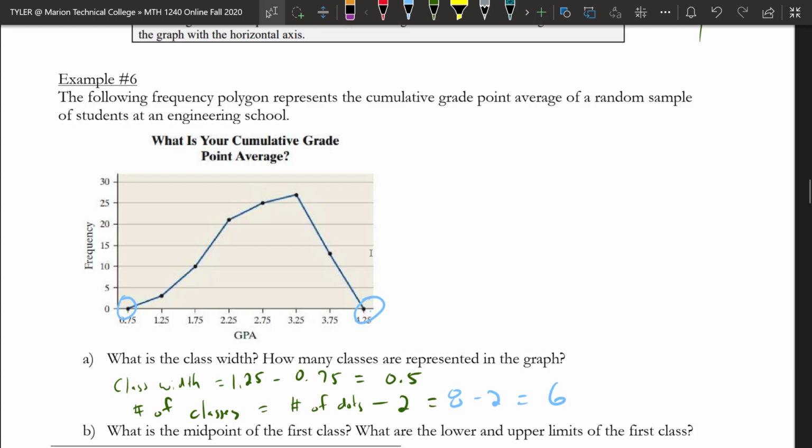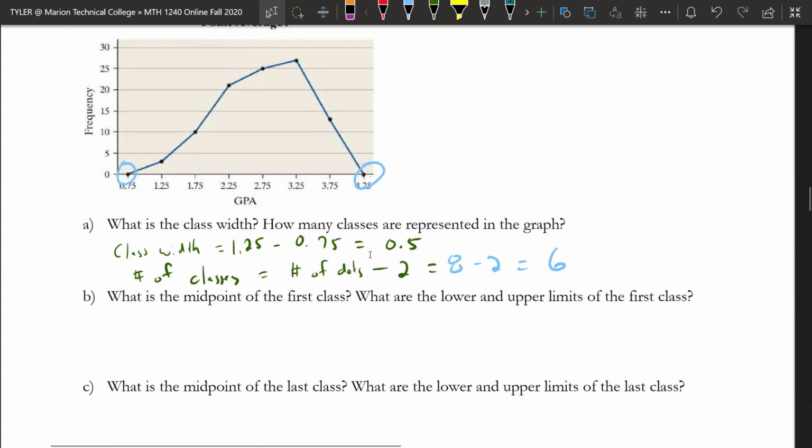And then the next questions go a little deeper in the graph. Part B says, what is the midpoint of the first class? Well, the first class is the second dot, because remember that first dot we added in. So the midpoint of the first class is this x value, which is 1.25. So that answers the first question.